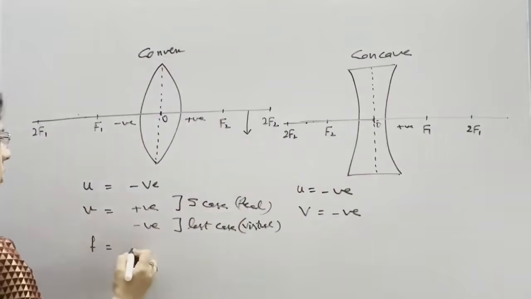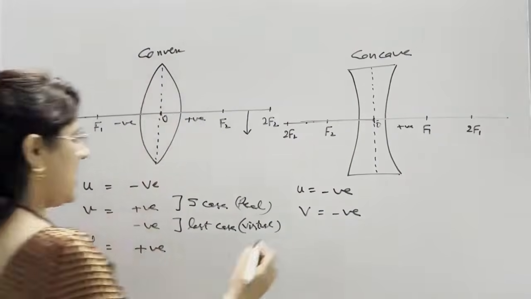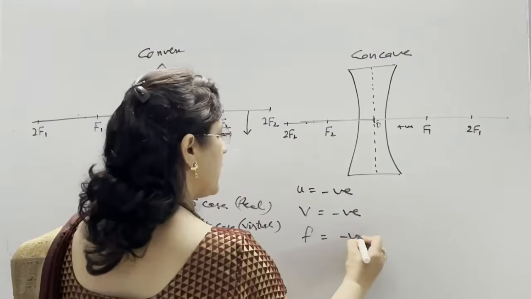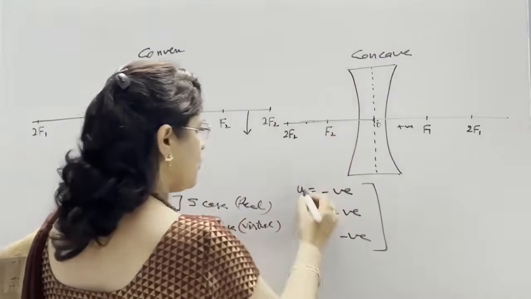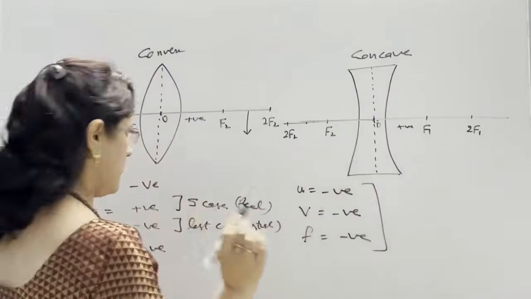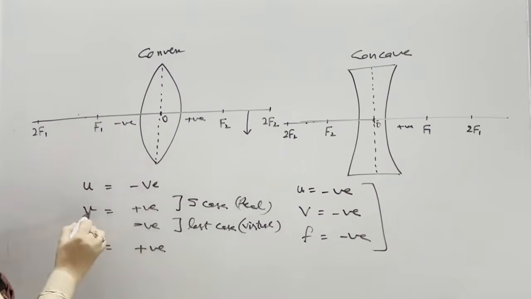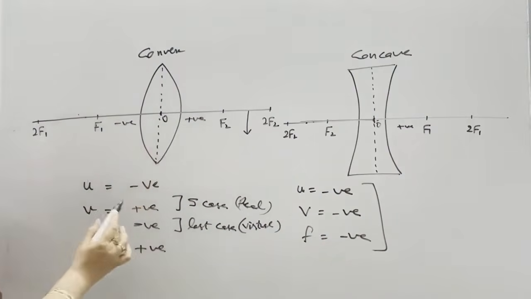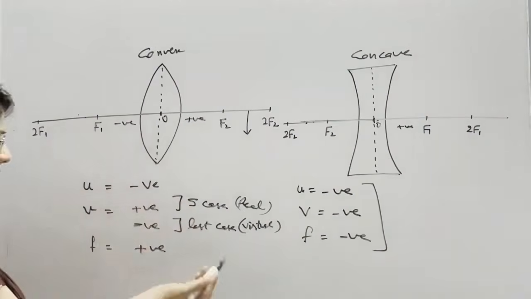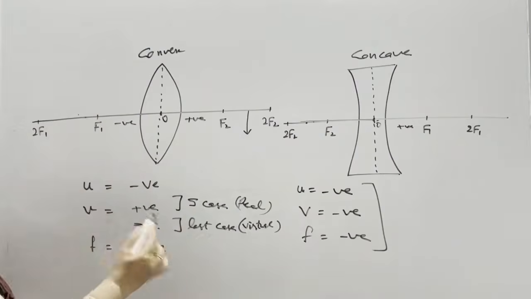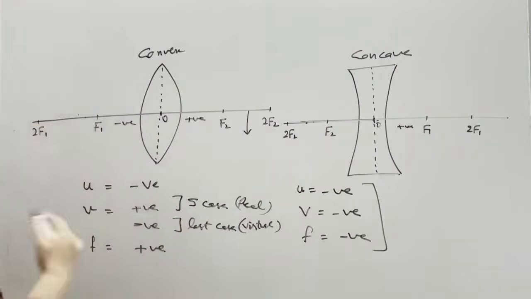Now coming to focal length. Focal length is always positive for a convex lens because it is a converging lens. And here focal length is negative. So it is very easy to learn that in the case of a concave lens, u, v and f are all negative. The confusion is only when we are talking about the distance of the image in the case of a convex lens, which is positive in the first 5 cases where the image is real and inverted, and it is negative in only the last case where the image is virtual, erect and magnified.